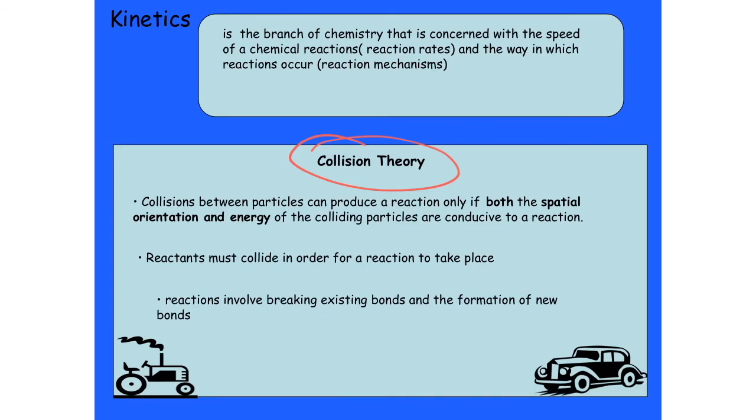Collision theory states that collisions between particles can produce a reaction if, first of all, they need to collide, and both the spatial orientation and the energy of the colliding particles are conducive to a reaction. So they have to have both. So first they need to collide, then they have to hit it with the proper orientation and the proper energy. Reactants must collide in order for a reaction to take place. Reactions involve breaking existing bonds and forming new bonds. Okay? So that's collision theory.